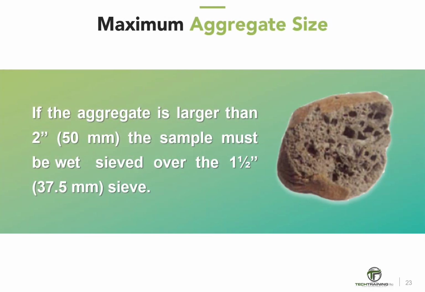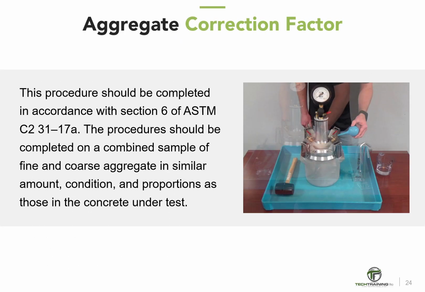If the aggregate is larger than 2 inches, or 50 millimeters, the sample must be wet sieved over a 1 1/2 inch, or 37.5 millimeter sieve. We will also need to know the aggregate correction factor. This procedure should be completed in accordance with Section 6 of ASTM C231. The procedure should be completed on a combined sample of fine and coarse aggregate in similar amount, condition, and proportions as those in the concrete under test.